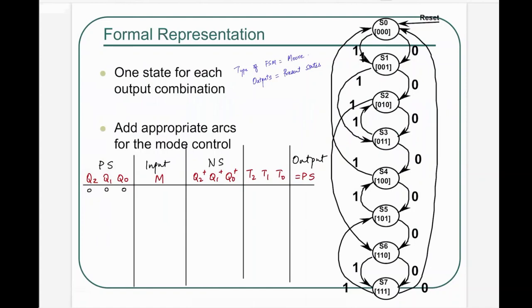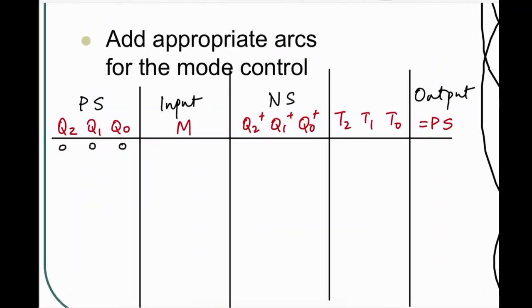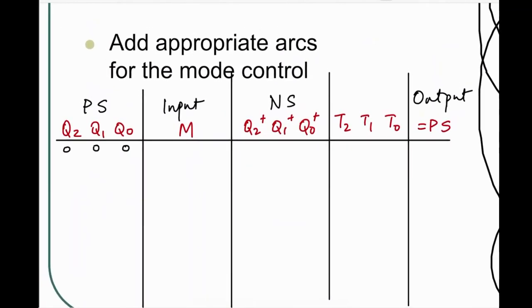Is this going a bit fast, or is it sort of confusing? What is happening here? The present state is Q2, Q1, Q0. If I say state 0 is represented by 0, 0, 0, then from every present state you are going to have two inputs per state: M is 0, M is 1, right?